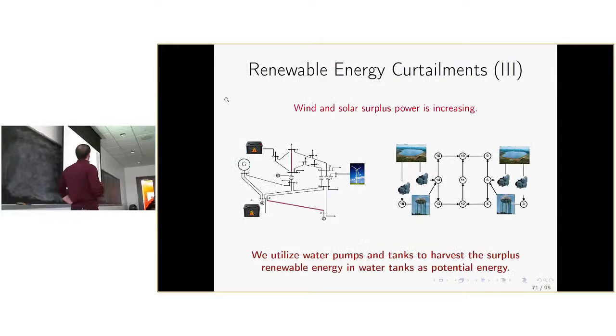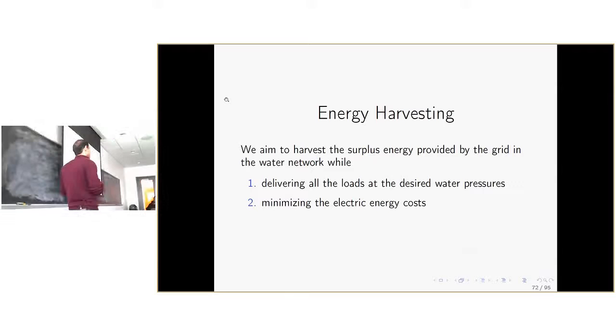So the idea here is that we want to utilize pumps and tanks. We have two networks, two large scale infrastructures. We have renewable energy here and we have a demand here. So we want to utilize pumps and tanks to harvest the surplus renewable energy in water tanks as potential energy. Basically, we want to harvest the surplus energy while we deliver all the desired load at the desired pressure heads and we minimize the electricity costs.